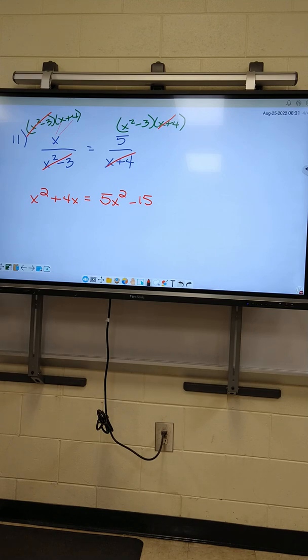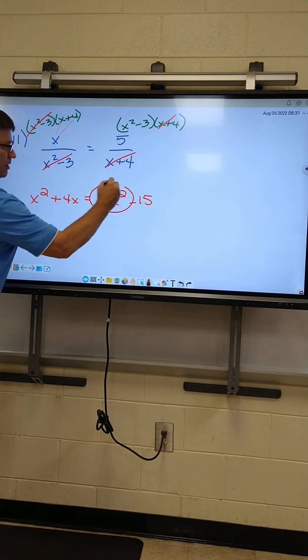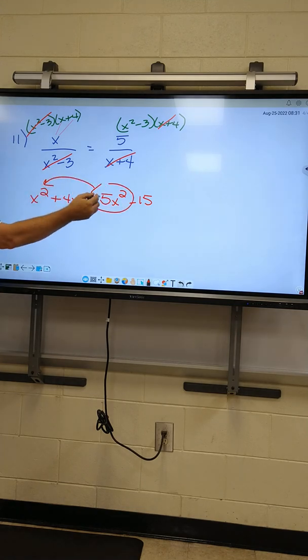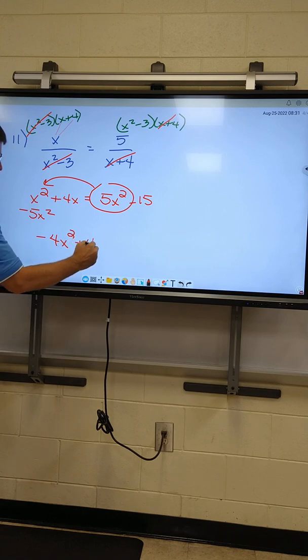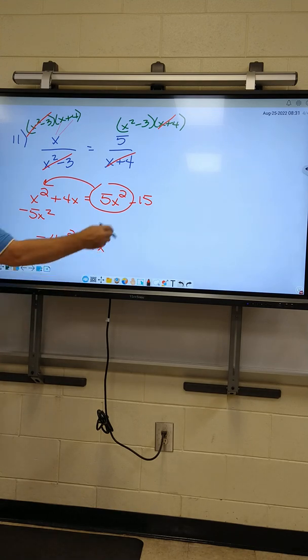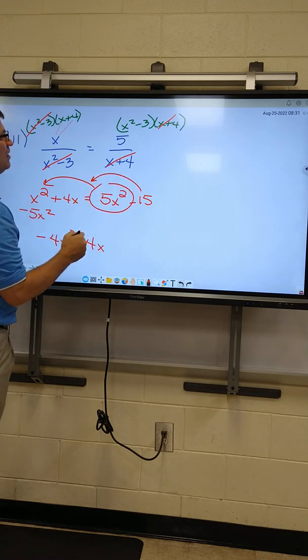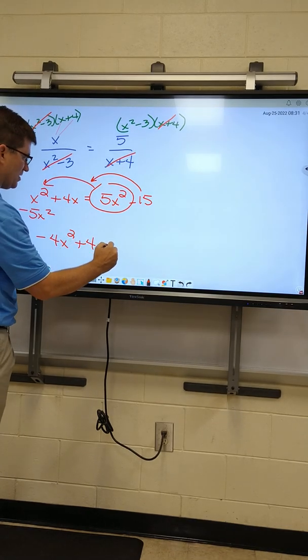All right, so we've got to get our like terms. Let's move everything to the left side. What's going to happen with positive 5x squared when I move it over? It becomes a negative 5x squared. That gives me negative 4x squared. I've got a plus 4x. And I've got to move minus 15 over. Is that minus 15? Yeah. So that would be a positive 15.